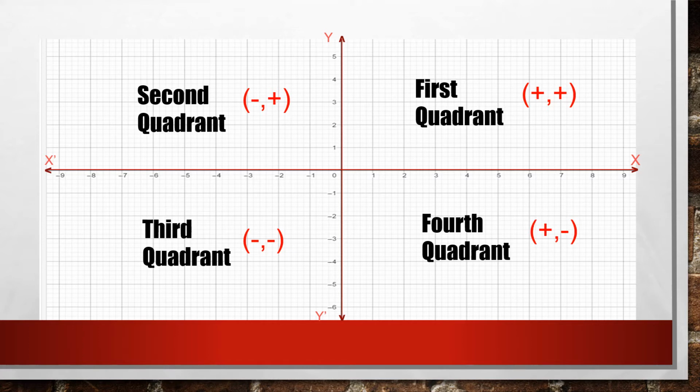The coordinate axes intersect each other at right angles. The point of intersection of these two axes is called the origin, and it is represented by the coordinates 0, 0. The first coordinate, x, is also called the abscissa and the y coordinate is called the ordinate.